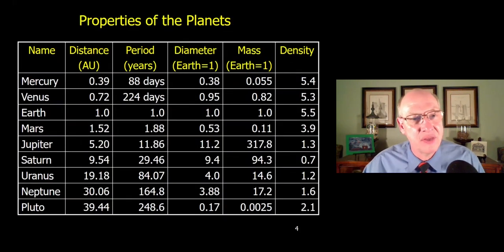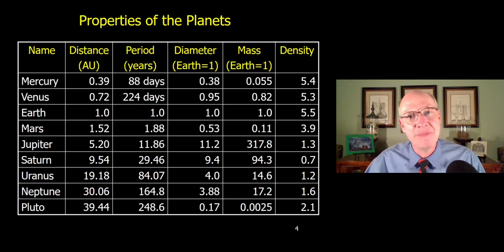Now, here are the properties of the planets. We went over this chart last time to just say that you should not memorize this chart. I'm not going to ask you specific numbers off this chart. Mostly what we want to see on this chart are trends. And the trends that we're going to look for have to do with the density of the planets. And so we've got density over here.